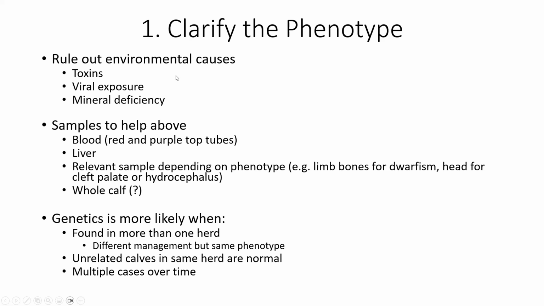So if we rule out environmental causes, or if we're still not quite sure, we might look to genetics when that condition is found in more than one herd, because it's unlikely that in multiple herds there's the exact same management conditions or the same toxin exposures and that sort of thing. Genetics is more likely if there's other calves in the same herd that are not affected. So again, if it was a toxin that all the cows were eating, you would expect all the calves to have some sort of deficiency. And it's also more likely if we see multiple cases over time.